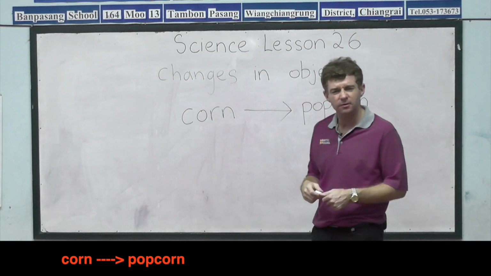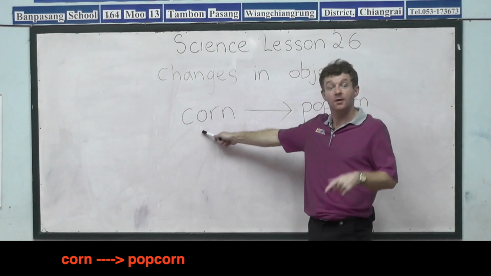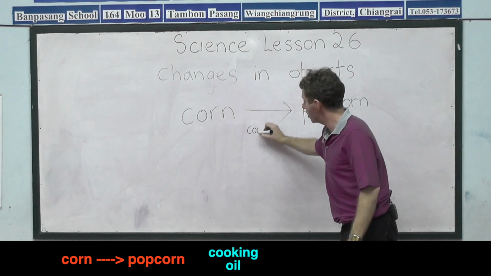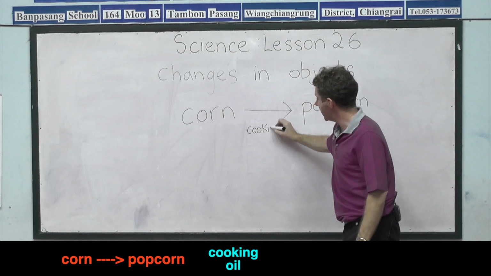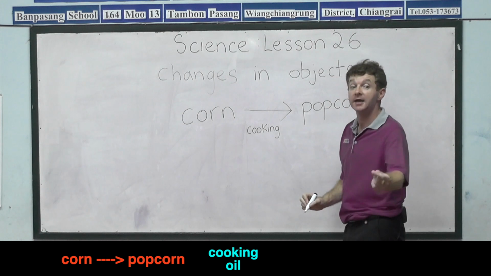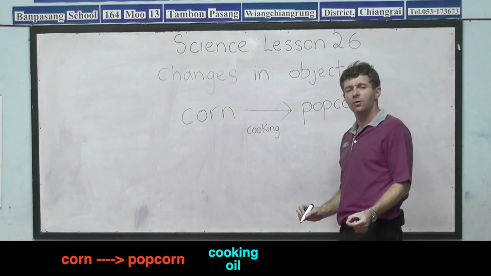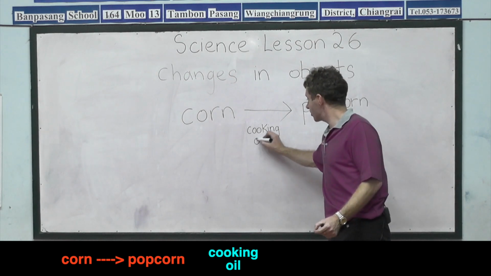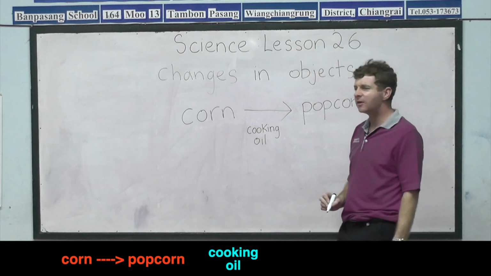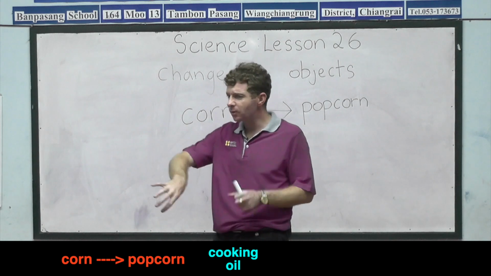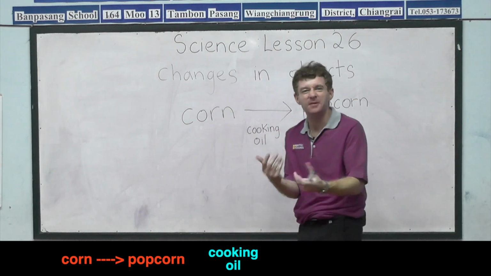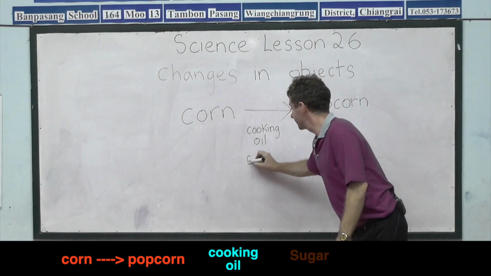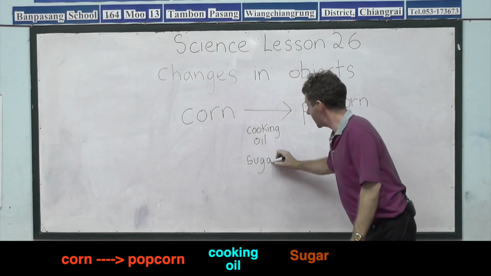Okay, so who remembers how did we make popcorn? What did we use? We started with the corn. Excellent. So we used cooking. C-O-O-K-I-N-G. Cooking. How do we spell oil? O-I-L. Perfect. Cooking oil. What else did we use? Remember when we put... Excellent. We wanted to make it a little bit sweet. Sugar. S-U-G-A-R.